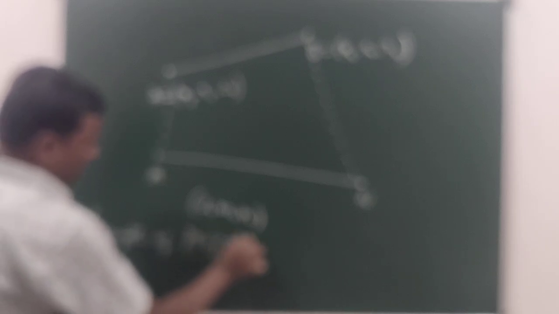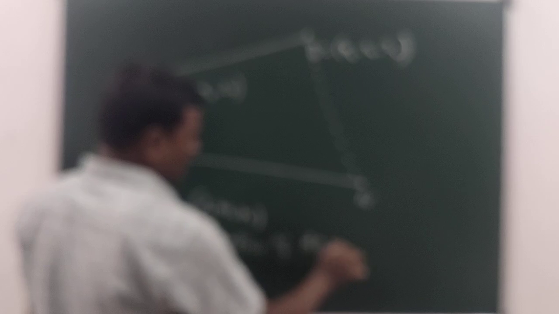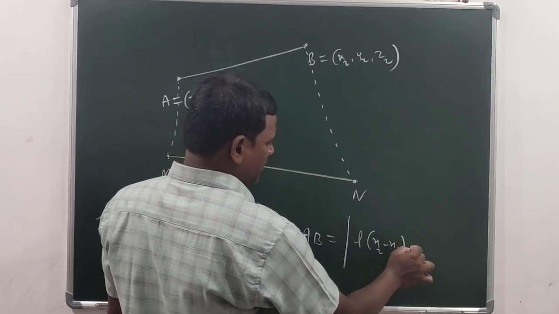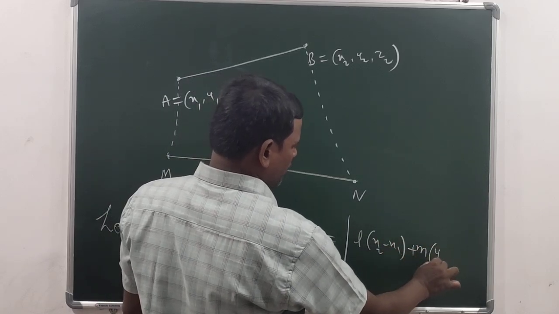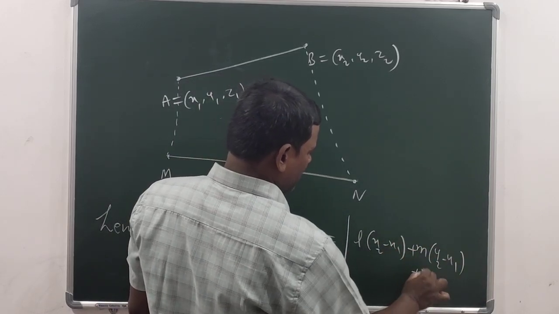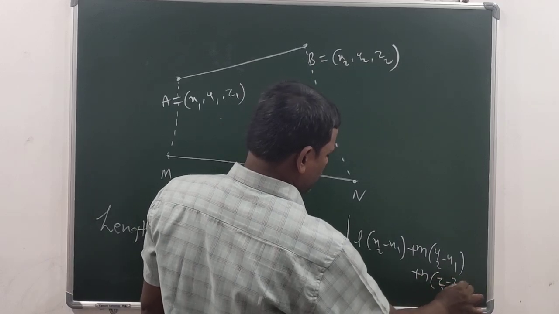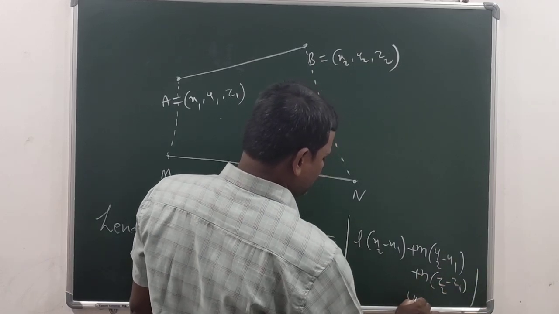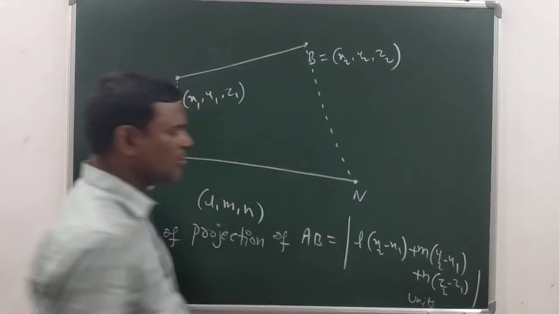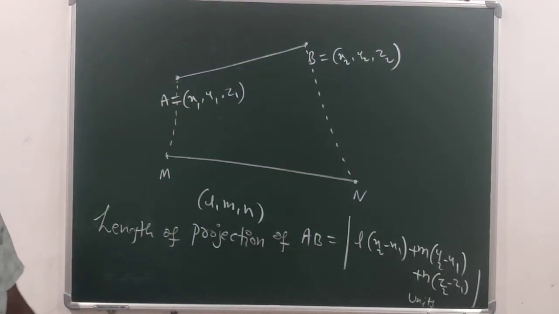Okay, length of projection of AB is mod of l into (x2 minus x1) plus m into (y2 minus y1) plus n into (z2 minus z1) units. Okay, students, what is this?